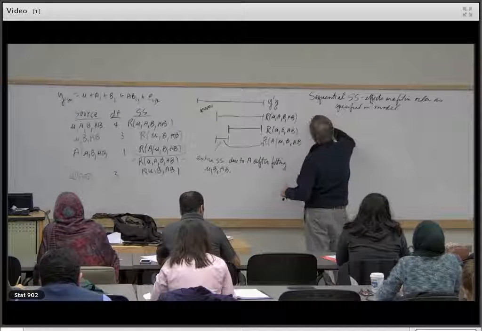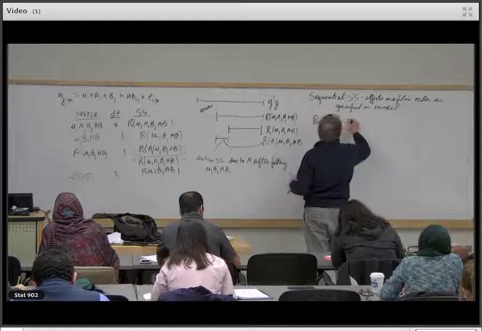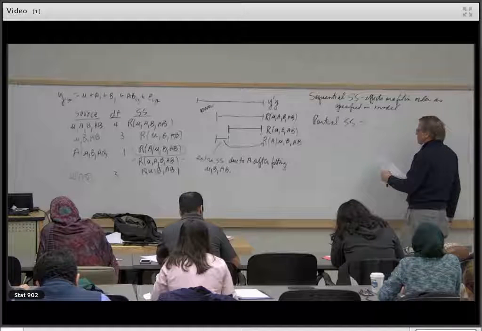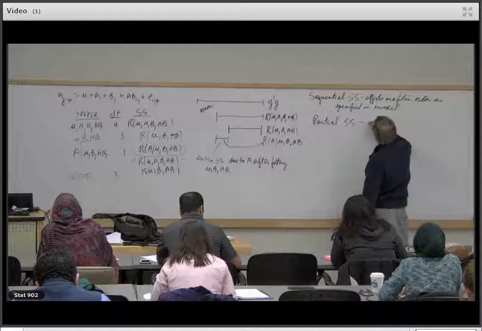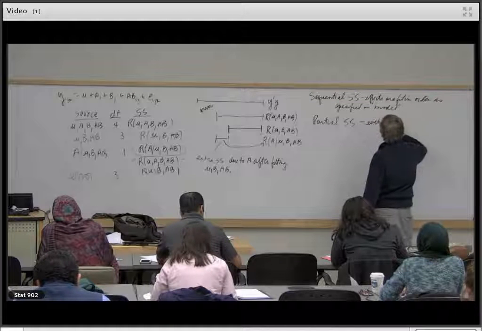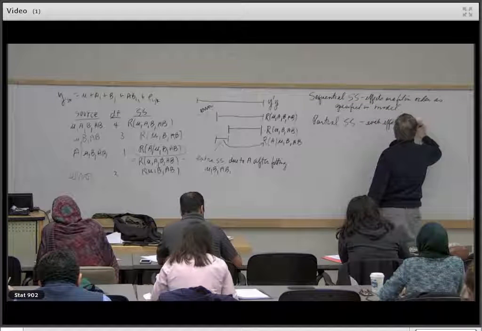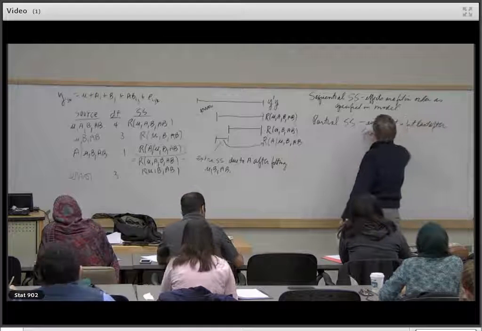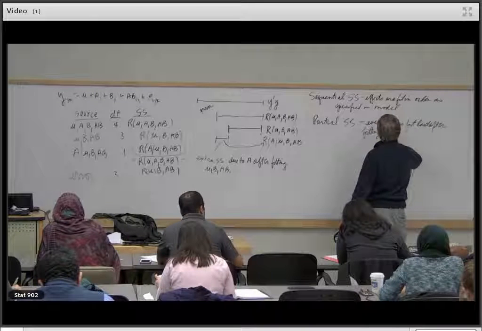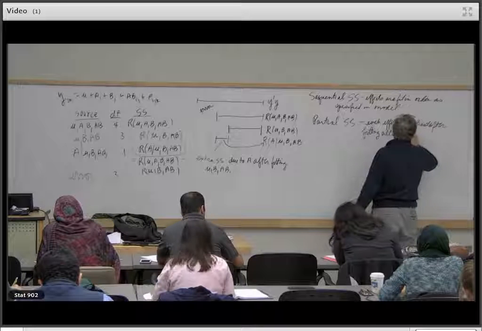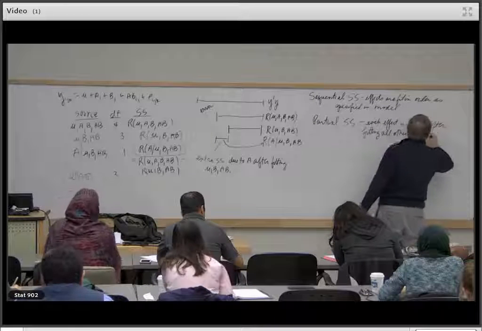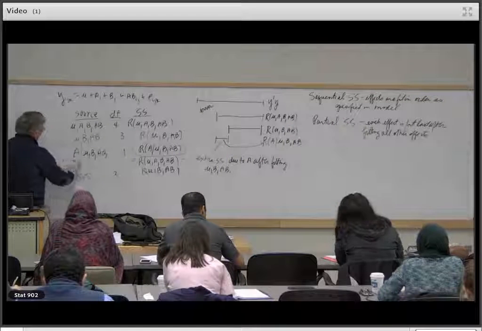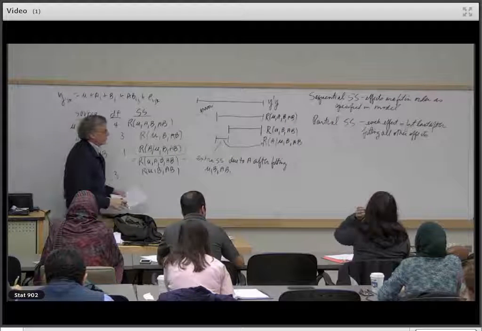Now partial sums of squares is that each effect is fit last, after fitting all other effects. And of course, that's exactly what we're doing here. We're fitting the effect of A after we've removed the effect of all the other terms.